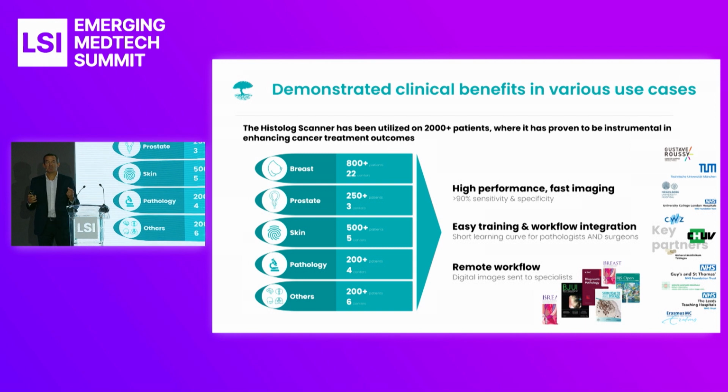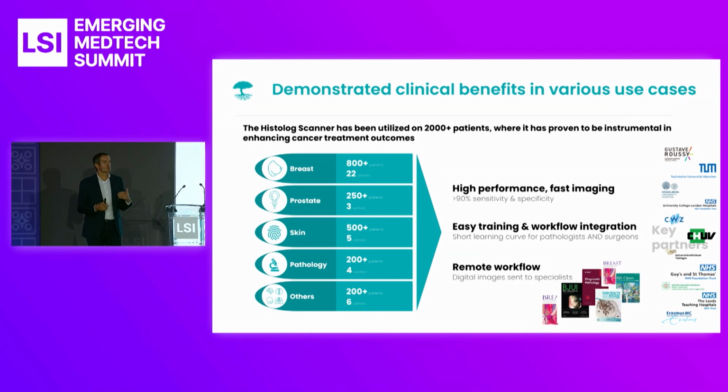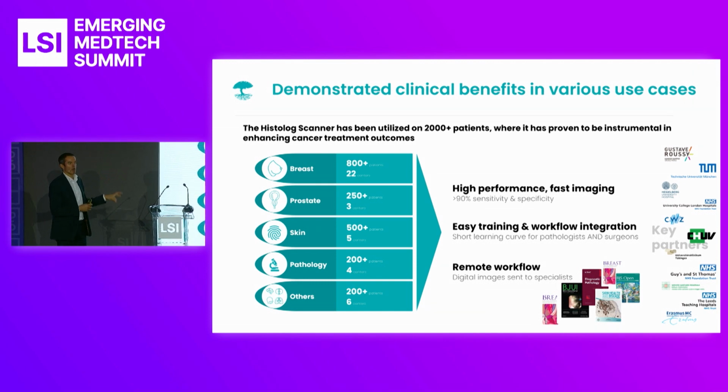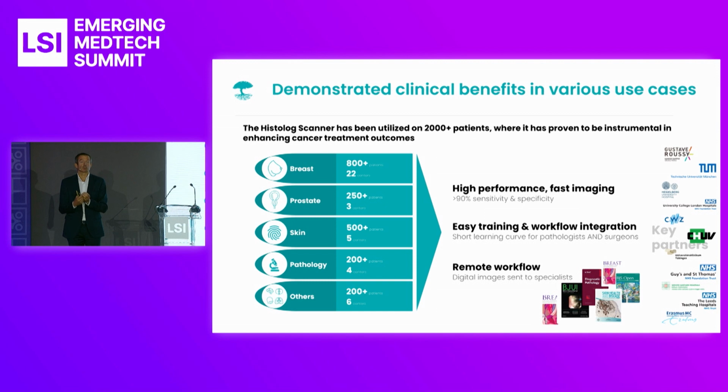Finally, the device has been used, as of today, in close to 2,500 patients in a variety of use cases. As you see, breast, prostate, skin, others, published in 9 publications to date, and systematically showing high performance or high accuracy, fast, so in less than 60 seconds the image is acquired, and easy training and easy workflow. And not only can the pathologist learn to review the images, but the surgeons can. So today we have in some hospitals surgeons performing breast surgeries who make a decision of re-intervening, i.e. cutting further or not, based on the image. And they don't need either a radiologist or a pathologist.